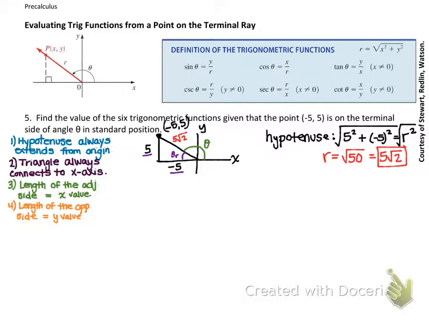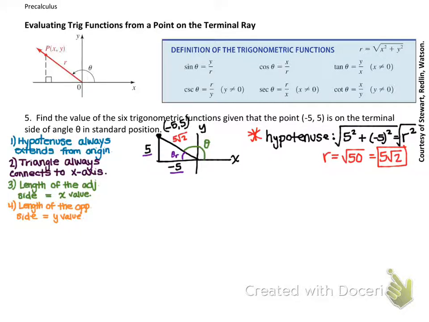So now we have everything that we need. The other thing I want to note is that this hypotenuse is always positive. Okay, so make a note of that. The hypotenuse is always positive. Okay, so now we need to find the 6 trig functions.